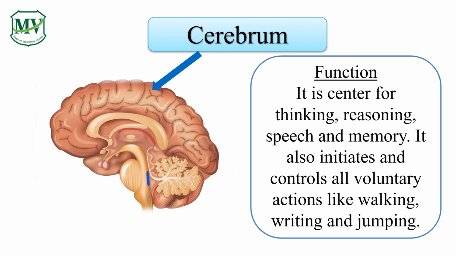Now, here's more. The cerebrum. It functions as a center of our thinking, reasoning, speech, and memory. It also initiates and controls all voluntary actions like walking, writing, and jumping. You would probably have trouble doing many motor functions when your cerebrum is damaged.